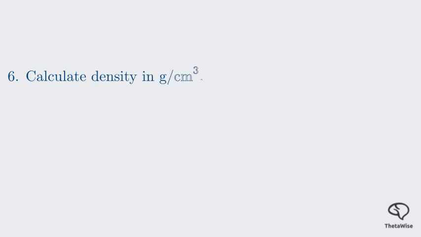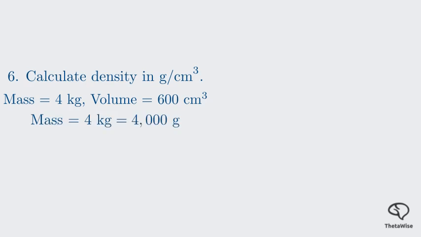Question 6. Calculate density in grams per centimeter cubed. Question 6 asks for the density of a cuboid. We are given the mass as 4 kilograms and the volume as 600 cubic centimeters. The question asks for the answer in grams per cubic centimeter, so first we must convert the mass. 4 kilograms is 4,000 grams.